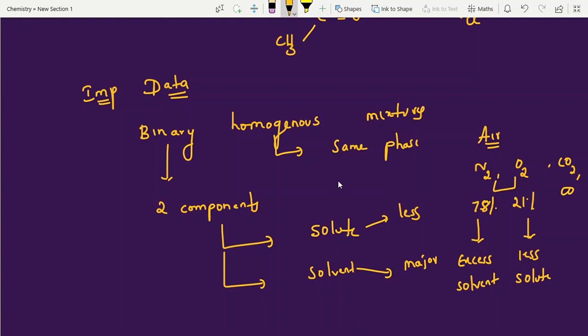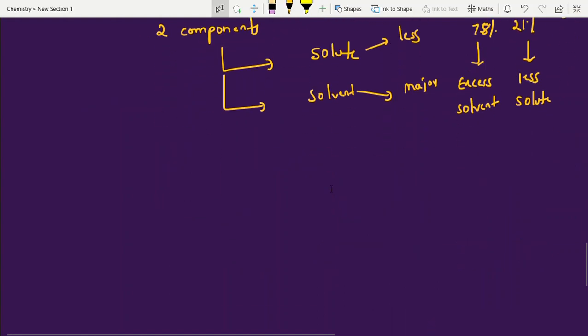From the table also you can expect the question, solid in solid, example, copper and gold, right? Gold is solvent, copper is solute, which is the lesser part. So next, students, one more point. Even air also. In air, what is the solute? Oxygen. Major two gases only I am taking. Oxygen is solute, nitrogen is solvent. Like that. Now next point.